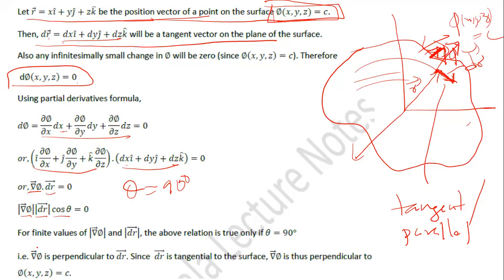I hope you get the idea, because dr is tangent or parallel to the surface at that particular point represented by your r vector. Therefore, since the dot product between dr and grad phi is 0, that means grad phi is at 90 degrees to the surface at that particular point represented by r vector. All right.